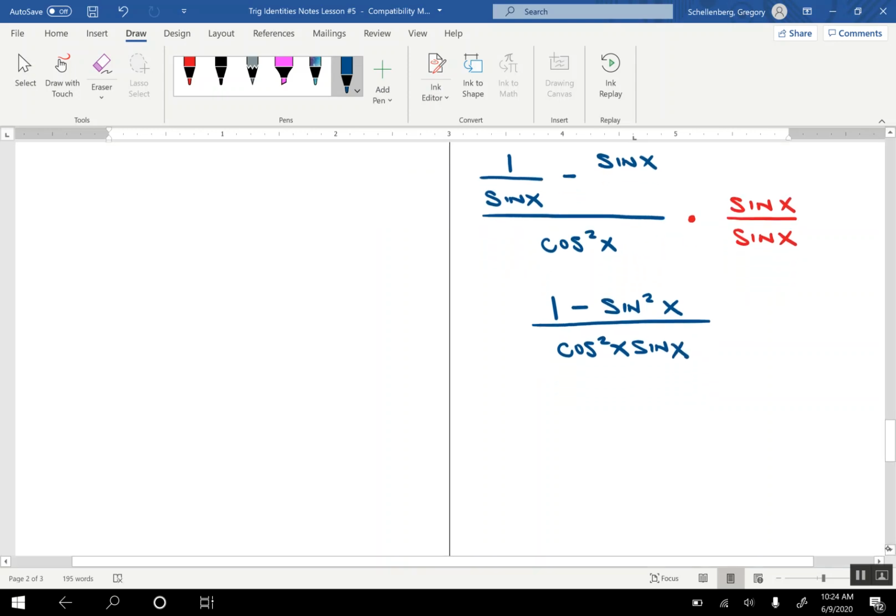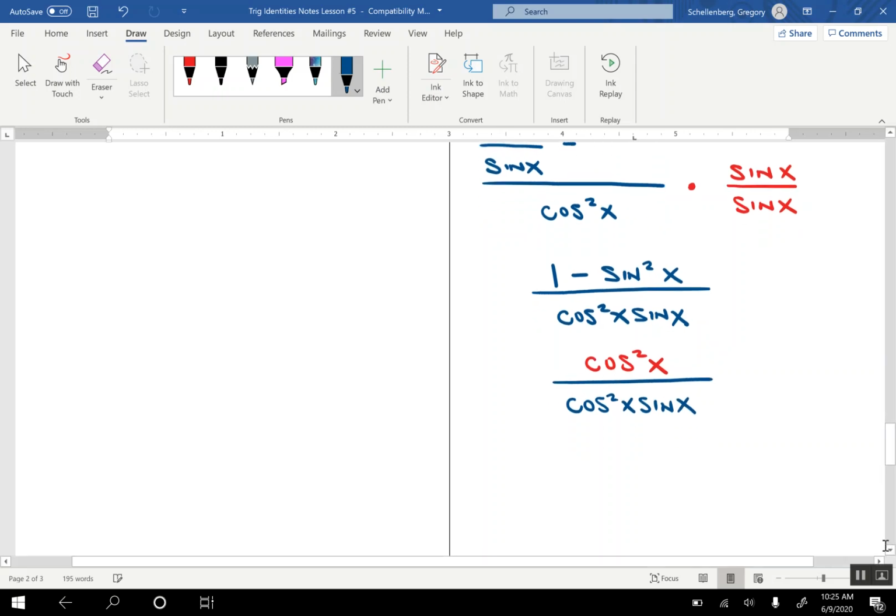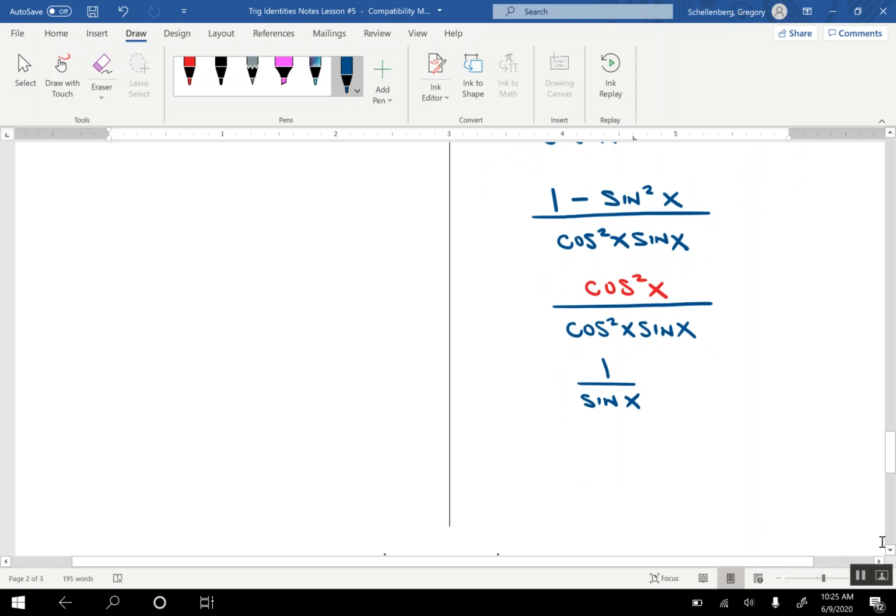Okay, and in the numerator, this is a Pythagorean identity. We can replace 1 minus sine squared with cos squared. And this is over cos squared times sine. Those cos squareds cancel each other out, so we're left with 1 over sine. And 1 over sine is equal to cosecant x. And so our left side is equal to our right side.